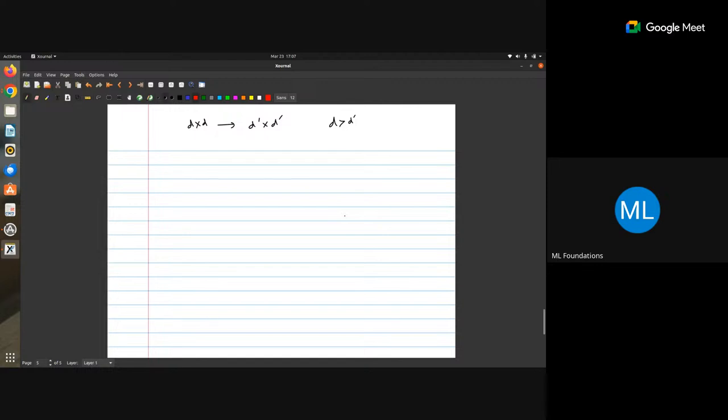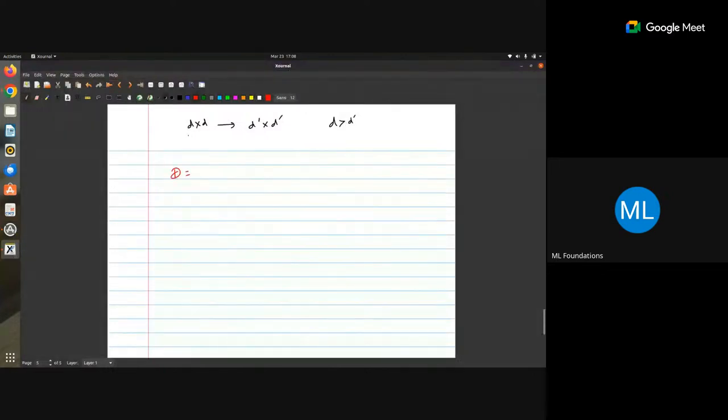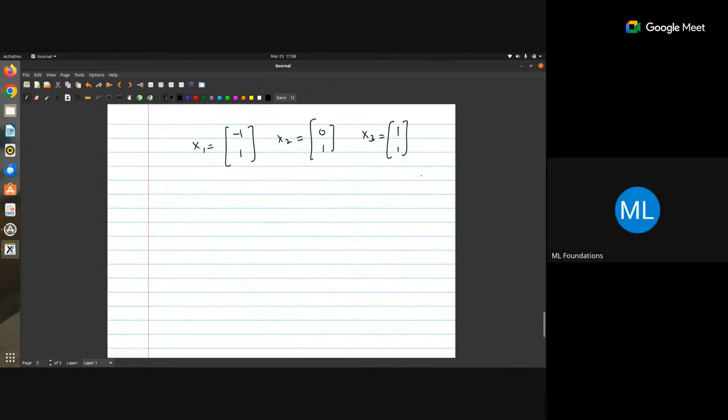Okay, now let's discuss this question. I'll give you insights into the principal components also, but first I'll solve this question. In our syllabus we have one-dimensional PCA only. The data set is given as x1, x2, x3. X1 is minus 1, 1. X2 is 0, 1. And x3 is 1, 1. So what is my mean vector, x bar?